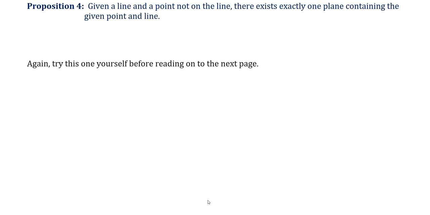All right, let's look at another proof here. Proposition 4. Given a line and a point not on the line, there exists exactly one plane containing the given point and the line. We should be able to prove this directly using our set of postulates that we have so far. You should see that list in the previous video and previous videos.